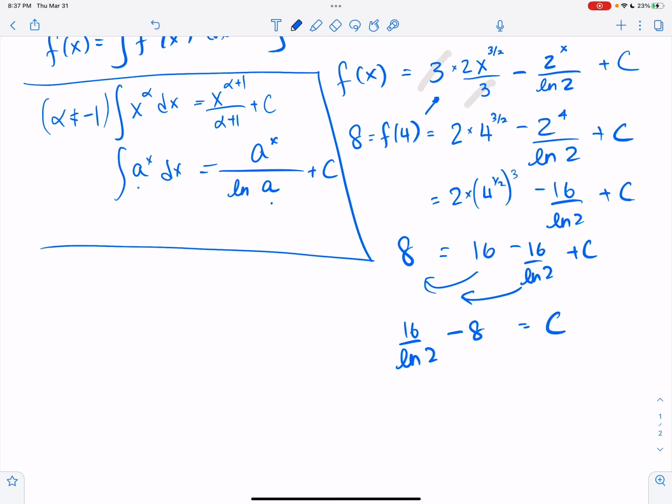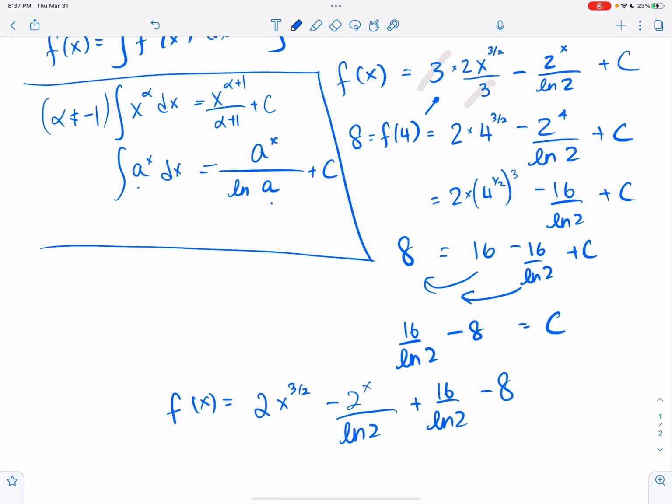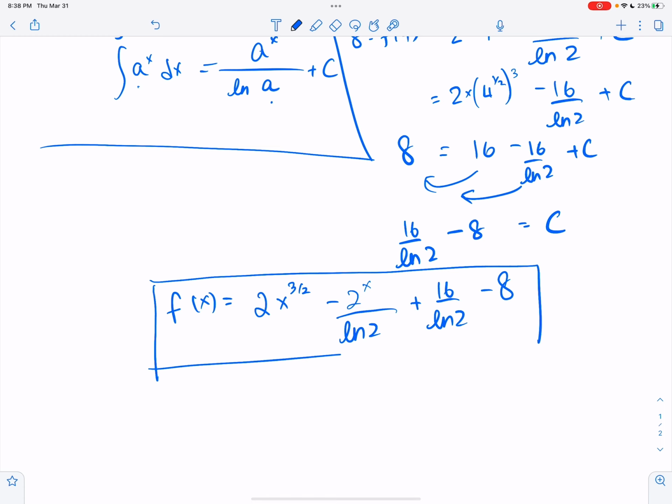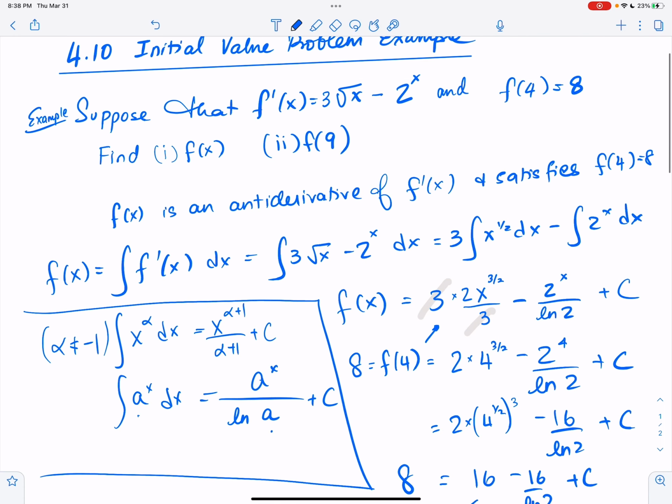Okay, you can subtract 16 from both sides and add 16 over log 2 to both sides. So you have that f of x is 2x raised to 3/2 minus 2 to the x over log 2 plus 16 over log 2 minus 8. Okay? And this function over here, when you differentiate it, you will get this. And if you plug in 4, you will get 8. So it satisfies both of these. So you found the f of x.